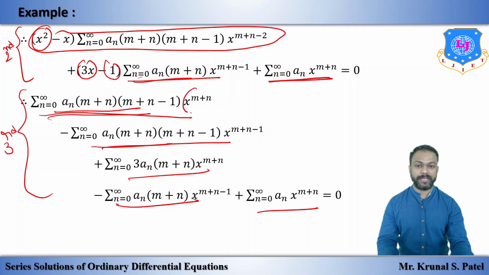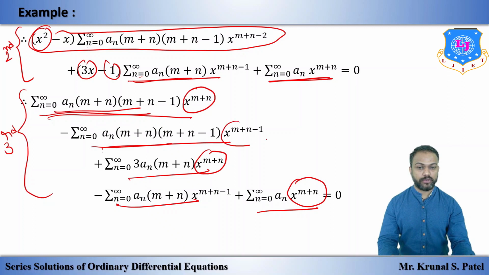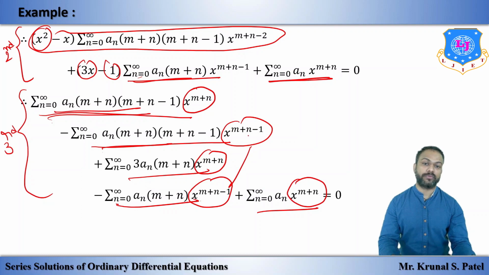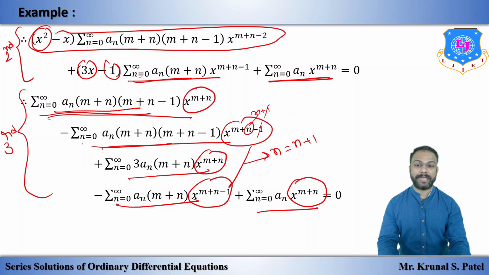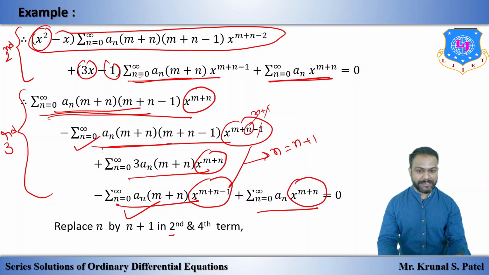So here in the first term we have x raised to m plus n. Here this is also m plus n, this is also m plus n. And we have only two, this and this, that have power x raised to m plus n minus 1. So we can change this by putting n is equal to n plus 1. If we put n is equal to n plus 1 here, the 1 cancels out, so we have m plus n. But in which term? In the second and fourth. So we will write down, replace n by n plus 1 in the second and fourth term.